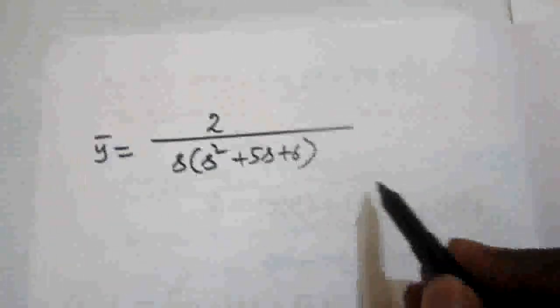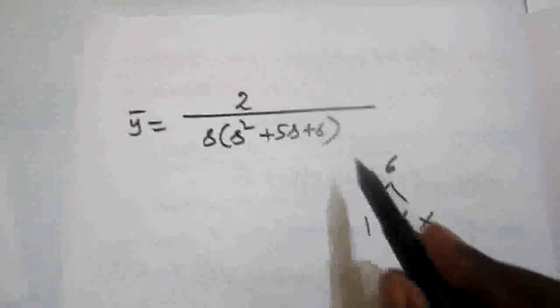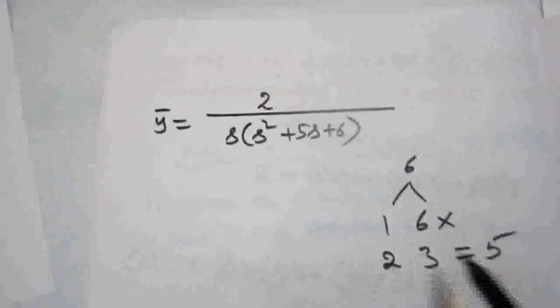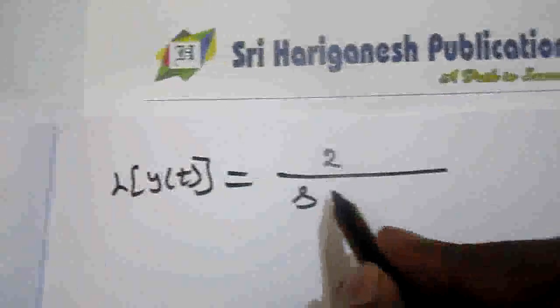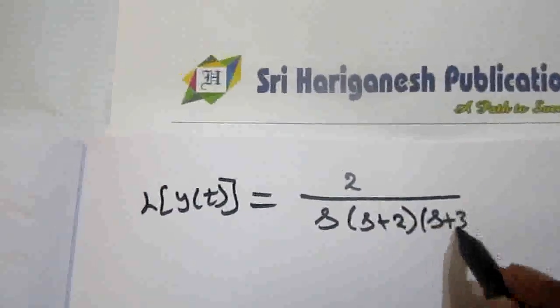Now s square plus 5s plus 6 can be factorized. 6 can be written as 1 into 6, but that cannot be used, so 6 can be written as 2 into 3, and adding them gives 5. So this can be factorized as s plus 2 into s plus 3.